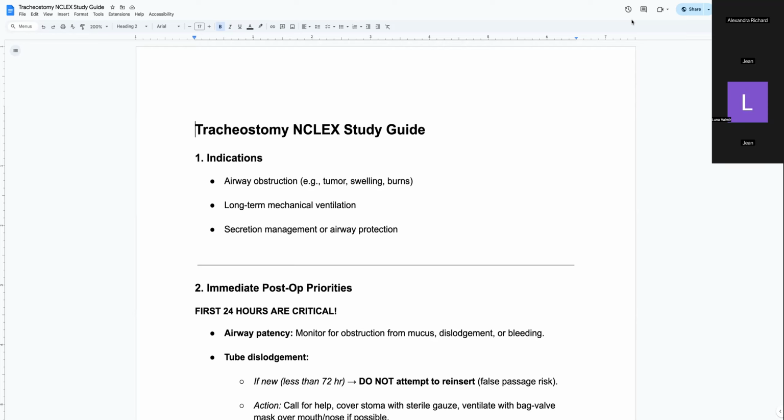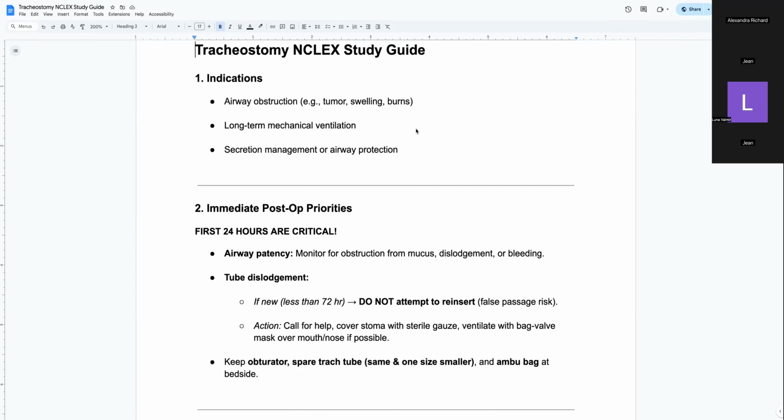All right, guys, so tracheostomy. Make sure you understand the indications. Why would somebody need a tracheostomy? A tracheostomy is an airway. Maybe something is obstructing their mouth and they can't get air through that obstruction, for example, tumor, swelling, burns, or even trauma. Maybe they need long-term mechanical ventilation, or they have a lot of secretions, or we need to protect their airway.